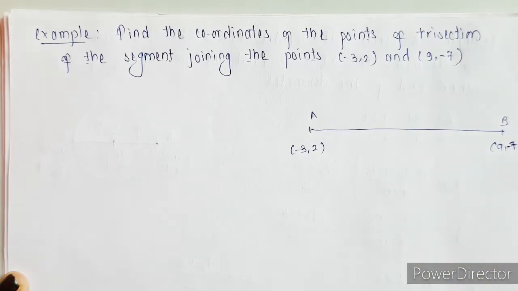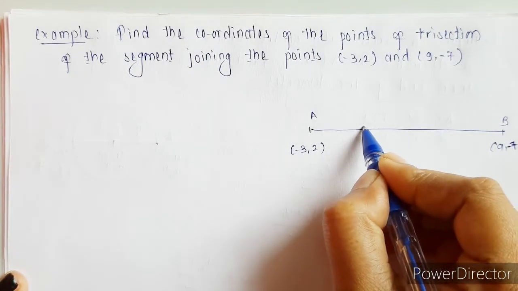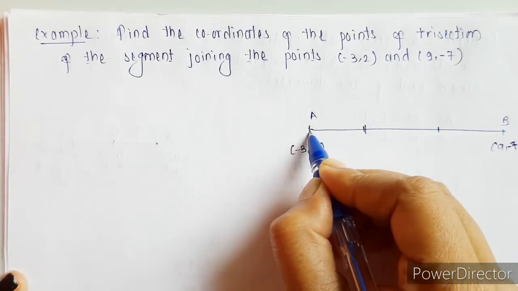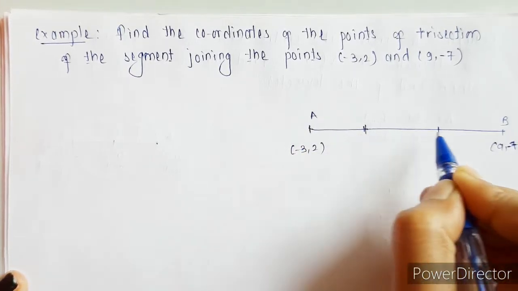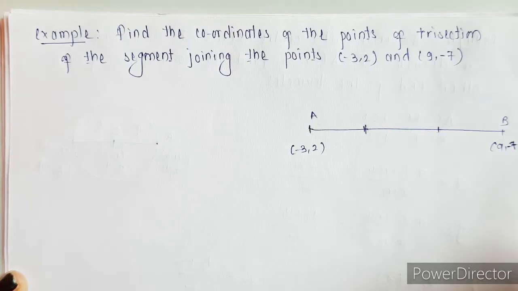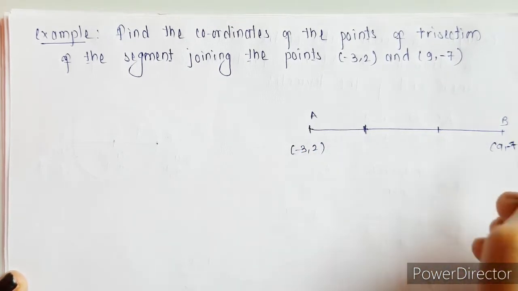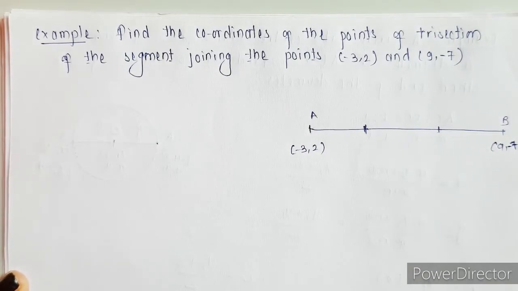This is minus 7. Now we need to find the coordinates of the points of trisection. Trisection means the points which are dividing this line segment into 3 equal parts. So this distance and this distance have to be equal. These 2 points are dividing this line segment AB into 3 equal parts.